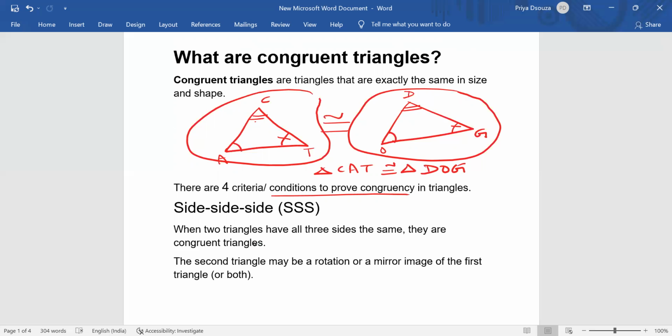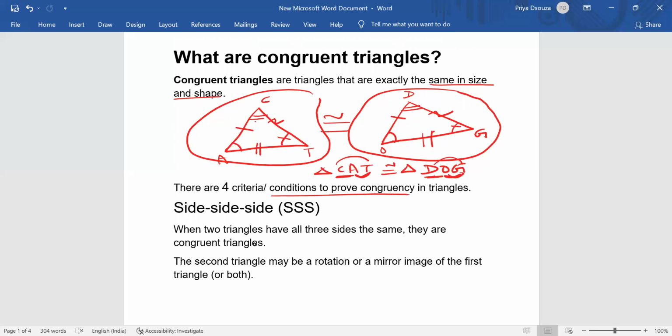This is not just about angles. Once the triangles are congruent, the sides should also be the same, because that's the buzzword in congruency: same shape and same size. When I say the size is the same, look at side CA. CA should be the same as DO. AT should be the same as OG. And the third side, CT, should be equal to DG.